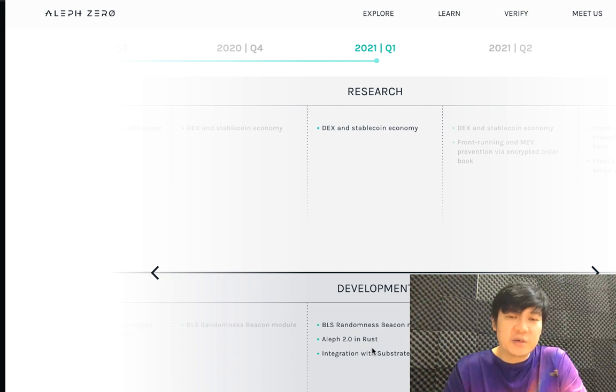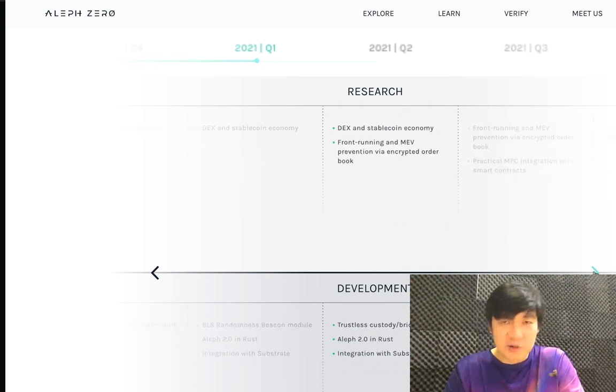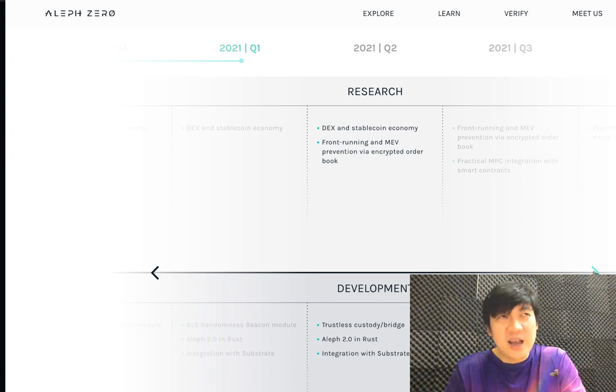The original Aleph was built on Go, so now they're going to use Rust, so they call it Aleph 2.0. It's going to be built on Rust, and the reason why is because they're going to integrate a Substrate, which makes it a very, very interesting project to keep an eye on. So it's a DAG on a Substrate chain, and that's pretty awesome. I would like to see how this project does, really.